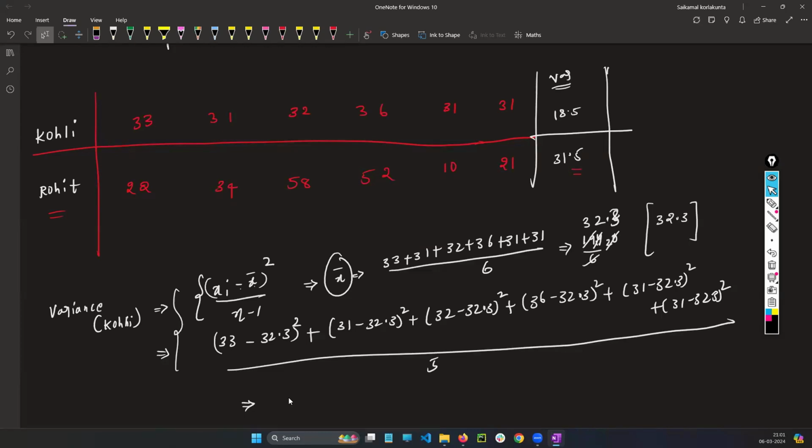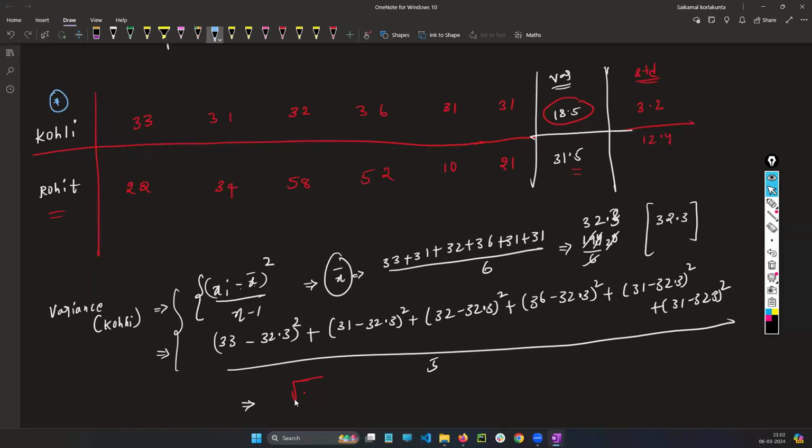Why, sir? See, you need to use the standard deviation. If you use the standard deviation, whatever result you are getting, you will apply the square root for it. Suppose if you apply the standard deviation, for Kohli you are getting 3.2, and for Rohit Sharma you are getting, let's say, 12.4. So now tell me, who will be the captain? Kohli will be the captain.